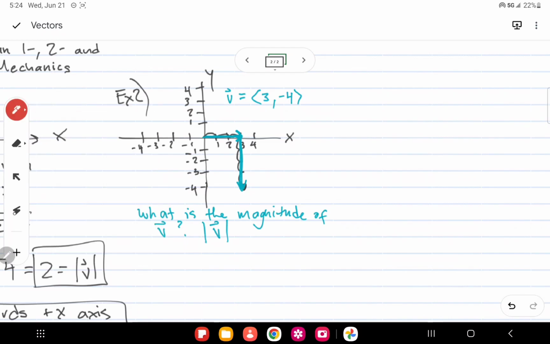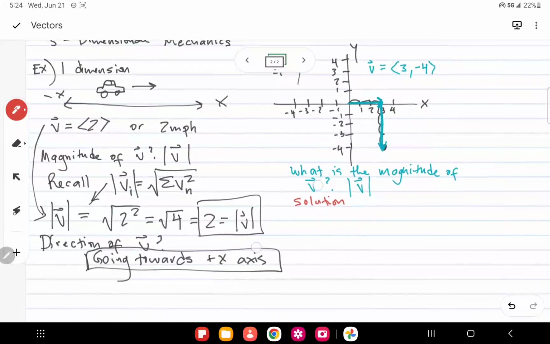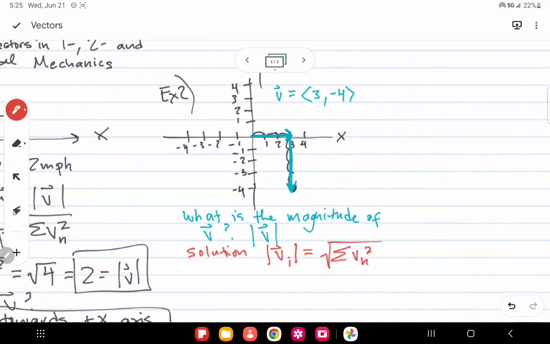Now the solution to that will be, recall the formula. The magnitude of v is equal to the square root of the summation of the squares of the components of that vector. Okay? So here, let's call this vx and call this vy. We're calling this vx because it's traversing across the x-axis, and we're calling this vy because it's traversing across the y-axis, up or down. Okay?